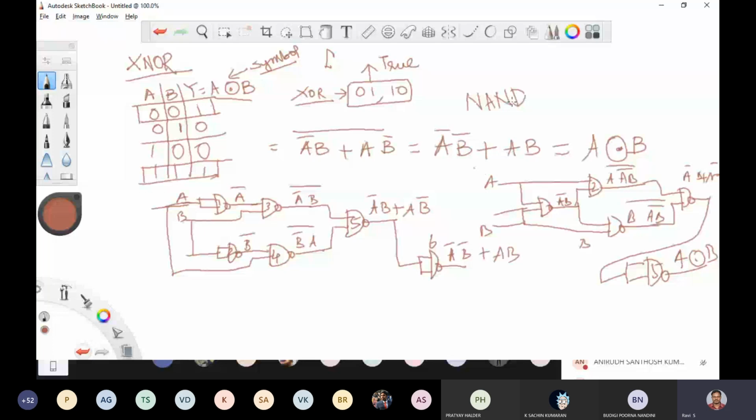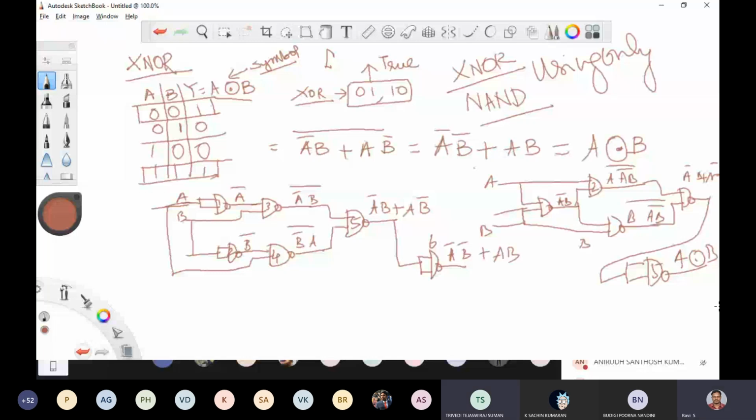Guys, any doubt? No, sir. Sir, this also we can do with one gate less, no? If we connect NAND to that, same way. In the previous case, actually, we have 6 logic gates, right?